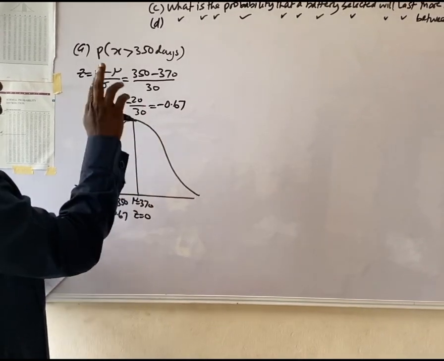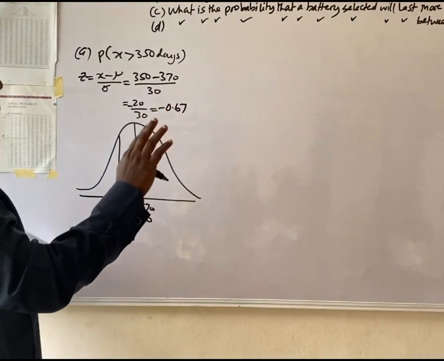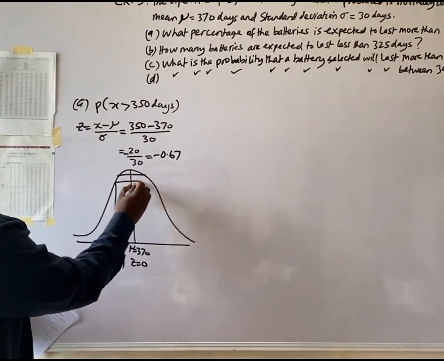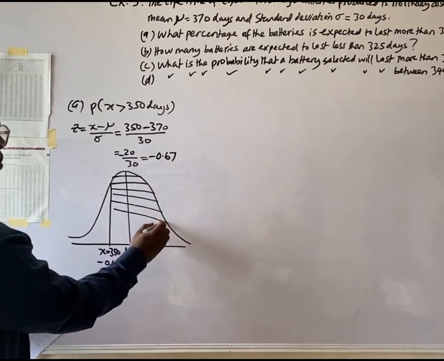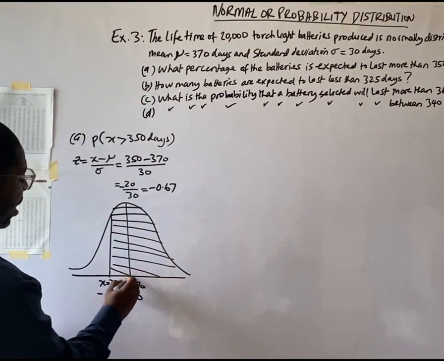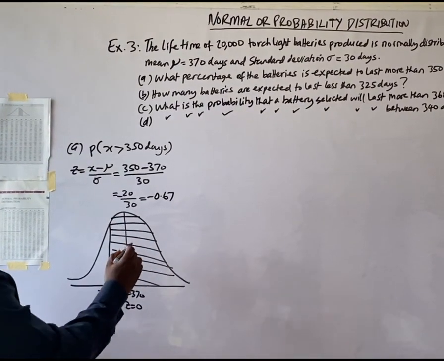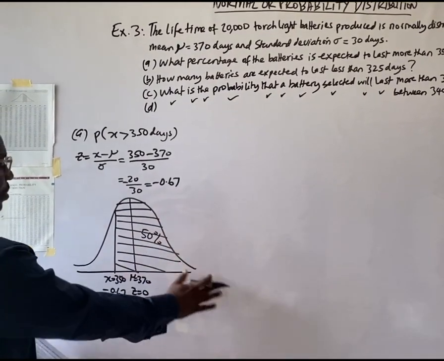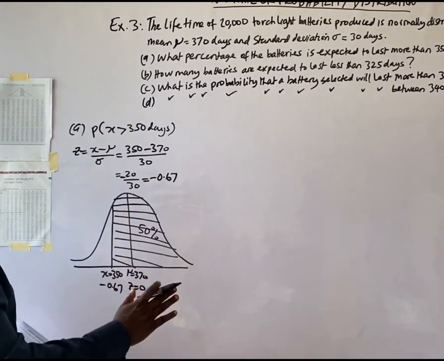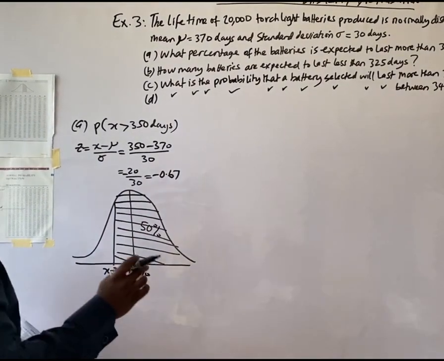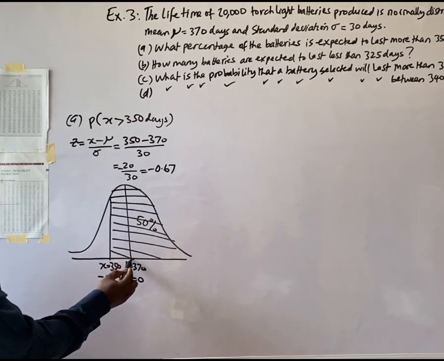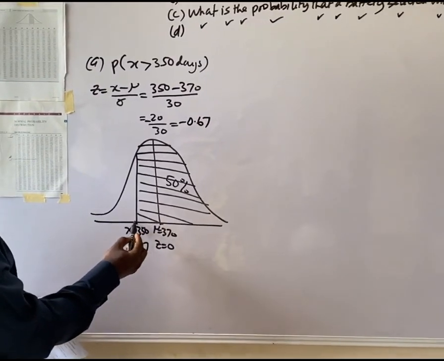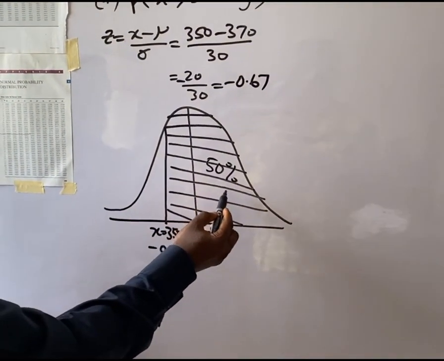But before then, we're looking for batteries that will last more than 350. So more than 350 will be all of this, everything here. And mind you, this side of the curve is already 50%. Remember, it is symmetrical, so this side is already 50%. So we're looking for the probability from the mean value to this X value, and whatever we get here, we'll now add 50% to it.